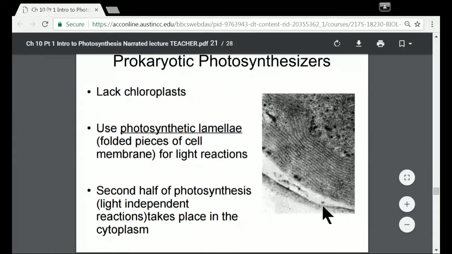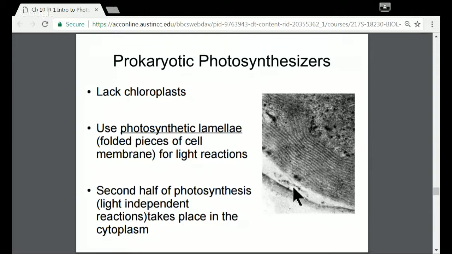This is an electron microscope picture of the membrane of a prokaryotic cell. And you can see the membrane here, and you can see that inside the membrane, sorry, that line there is the membrane. Inside, it's been folded back and forth and back and forth and back and forth. That is the photosynthetic lamellae. Now, attached to that membrane, you'll find a number of different little machines that help cells perform photosynthesis. The second part of photosynthesis has to be performed inside the cytoplasm itself.